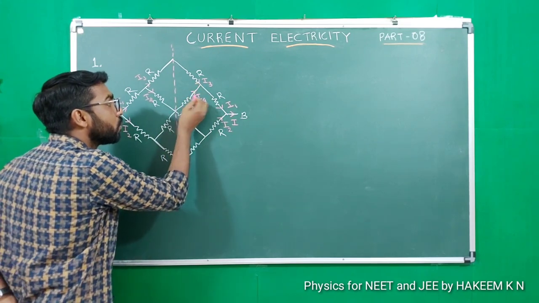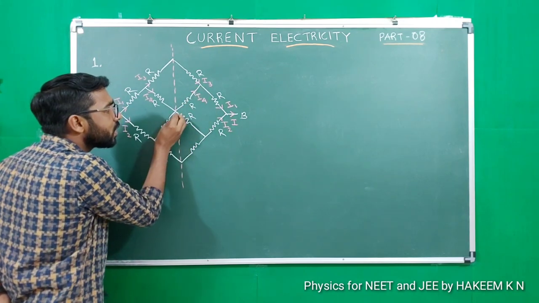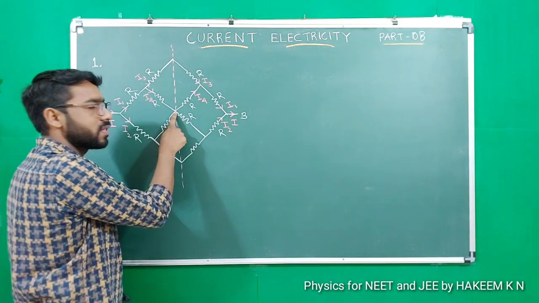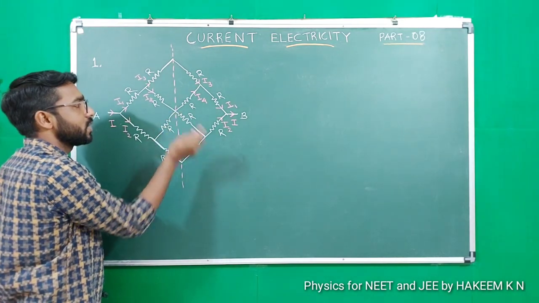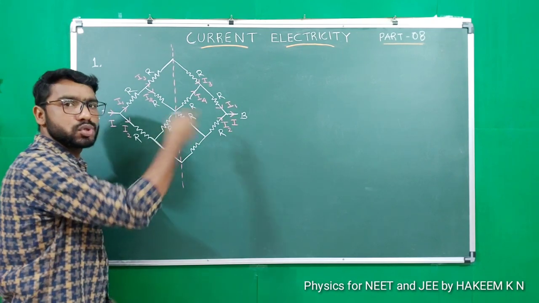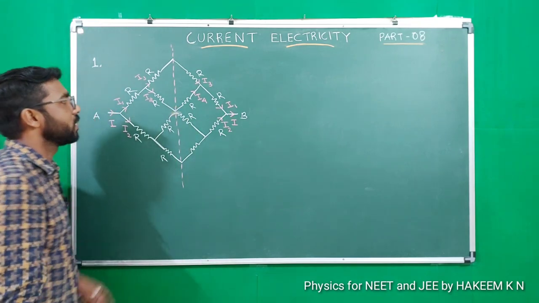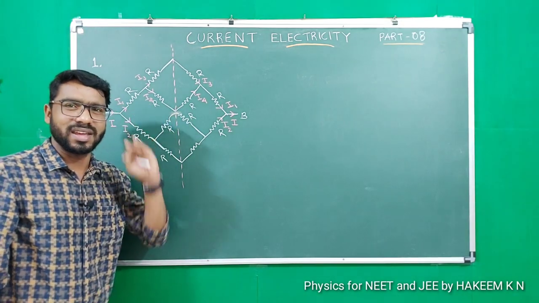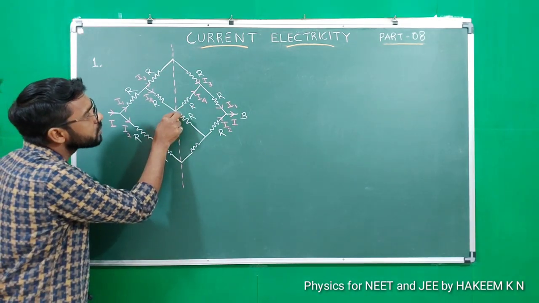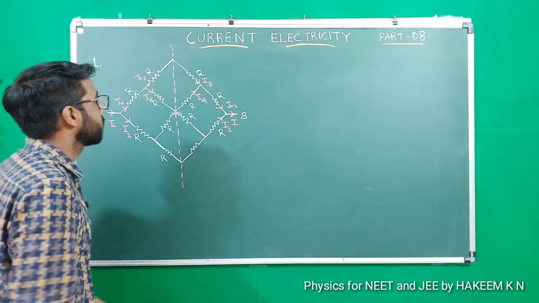I4 directly reaches this junction, so nothing happens for I4 at this junction. As there is no junction at the middle, there is no decrease and no increase in I4, so there is no need of this junction.